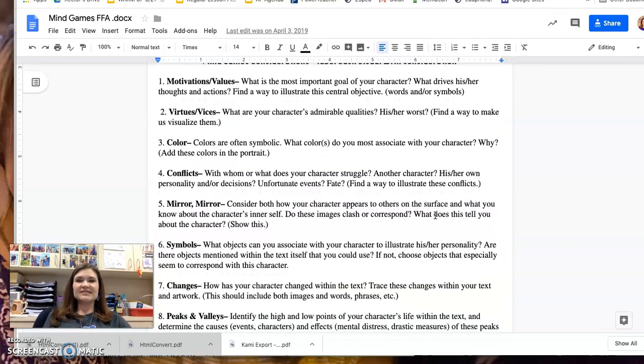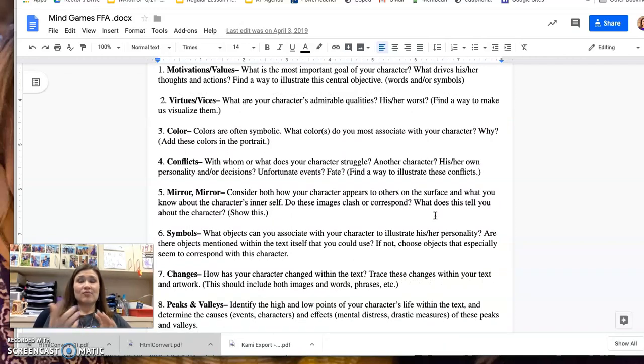Now, specific things that you need to consider when you are creating Mind Games. The very first thing says motivations and values. I want you to think about what's the most important goal that your character has. And you know what Charlie's goal is. It's the whole reason that he has his surgery. So what drives his thoughts and actions? Why does he do what he does? You're going to find a way to illustrate what his main objective or goal is in the story.